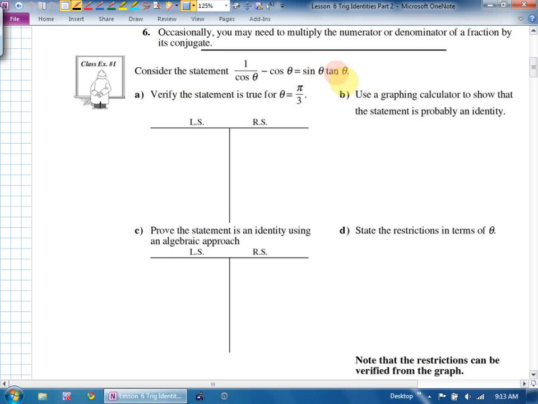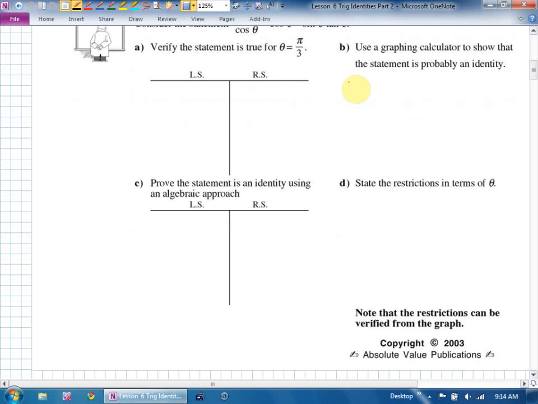B, it says, use a graphing calculator. I'm not going to do that. But for what it's worth, Jesse, if you graph this as y1 and you graph this as y2, only one graph would show up on your screen, the same line overlapping twice. What we are going to do is prove these algebraically.